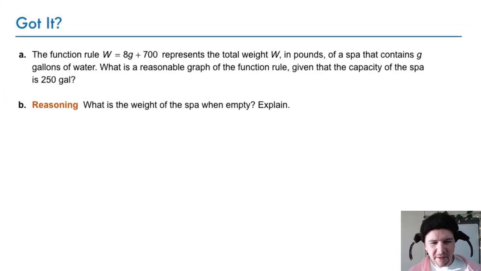Your turn. The function rule W equals 8G plus 700 represents the total weight W in pounds of a spa that contains G gallons of water. What is a reasonable graph of the function rule given that the capacity of the spa is 250 gallons? And part B, a reasoning item. What is the weight of the spa when empty? Explain.